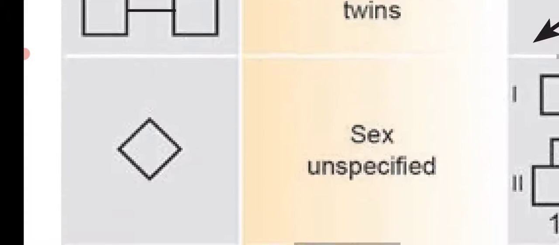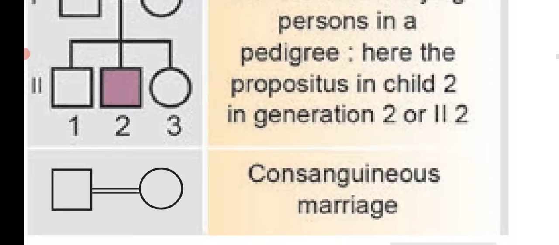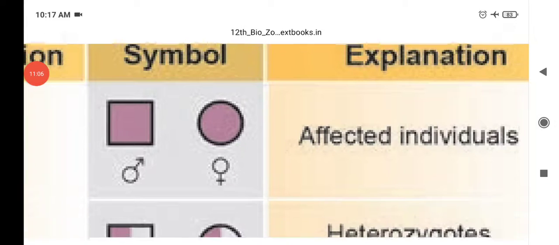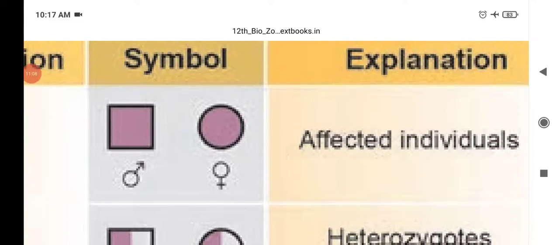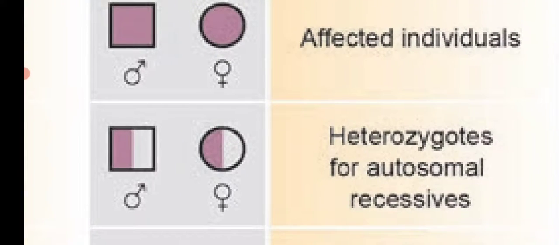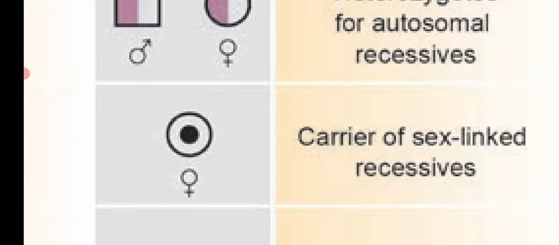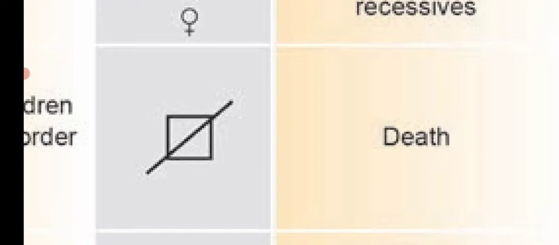This symbol denotes sex unspecified. And here is the number of children of the sex indicated, that is male 2 and female 3. Next, this symbol denotes affected individuals, male and female, and this is the heterozygotes for autosomal recessive. And this is the symbol for carrier of sex-linked recessive. So this symbol denotes the carrier of sex-linked recessives.